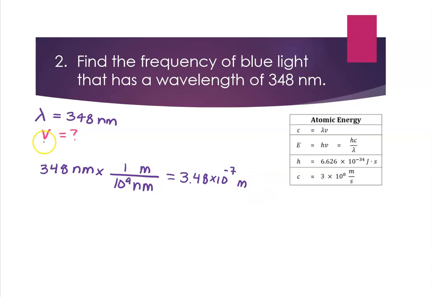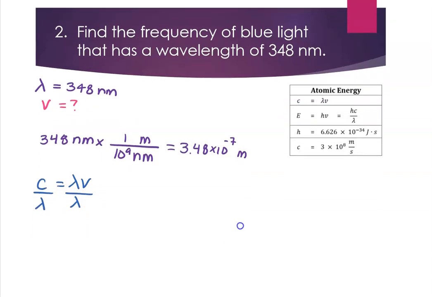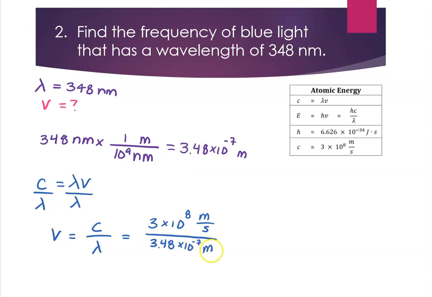So I'm looking here for frequency. Again, I have only one equation that gives me both wavelength and frequency. It's c is equal to lambda v. So again, solving for v, I divide both sides by wavelength, and I get v is equal to c over the wavelength. The value of c is always 3 times 10 to the 8th meters per second, and the value of my wavelength is 3.48 times 10 to the negative 7 meters.